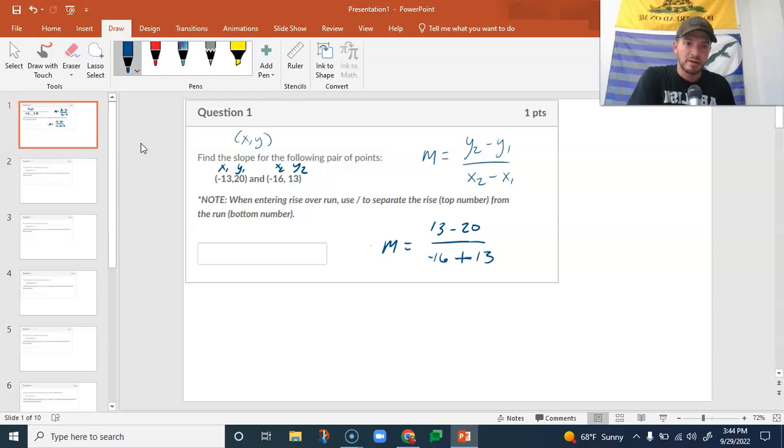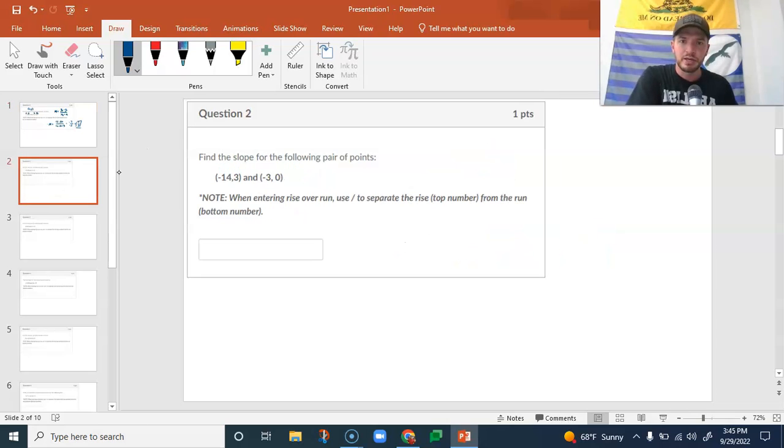Okay. So now we have 13 minus 20 equals negative 7. And then over negative 16 plus 13 is negative 3. And again, those negatives are going to cancel out, so you just have 7 over 3. And that's your answer for number 1. All right, let's move on to number 2. Again, I'll label my points x1, y1, x2, y2, and then let's just get straight to work.